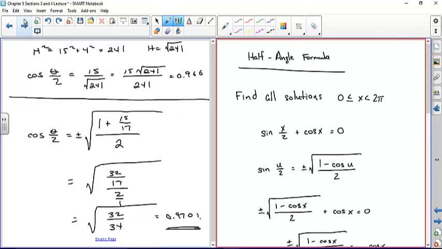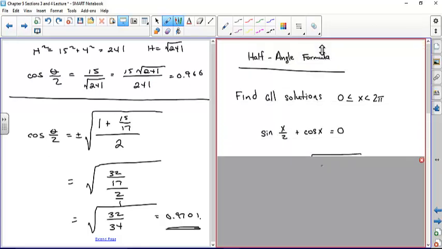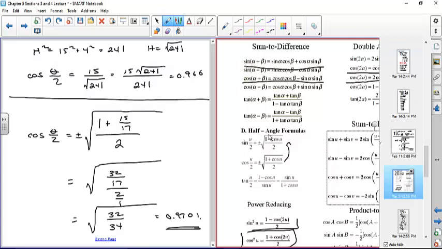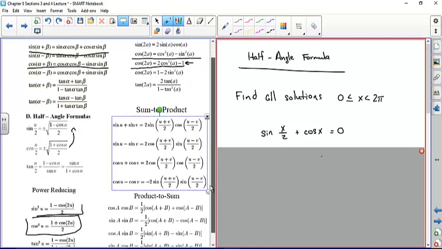Half angle formula. So here's another case of solving the equations. Find all the solutions of sine of x over 2 plus cosine of x equals 0. So what we want to do is again use one of these half angle formulas to rewrite this in terms of probably the cosine. So let's grab those formulas again, drag it down here, and then think about what we're going to do. Which one are we going to use? Well, there may not be a choice.